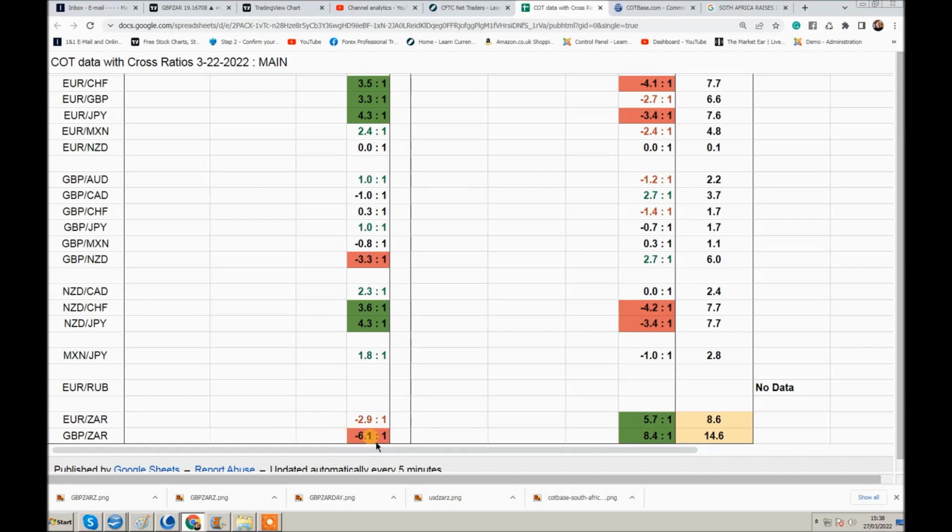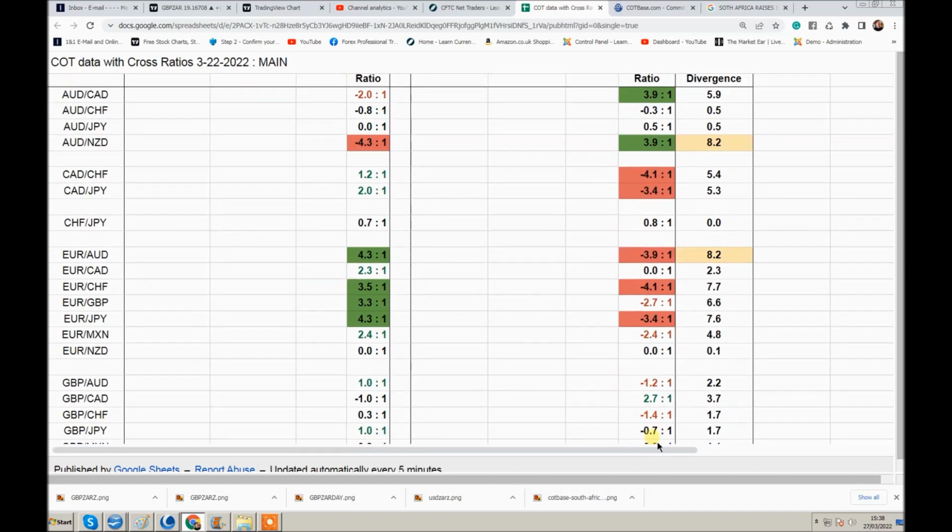So we've got speculators 6.1-1 in terms of shorts over longs, so pretty bearish, and commercials really bullish at 8.4-1 in terms of longs over shorts. That gives a divergence of 14.6, which is the biggest divergence, I think, in the crosses. Yeah, it's the biggest divergence by far. So we know that speculators have loaded up on Rand longs, and we're looking for a reversal.